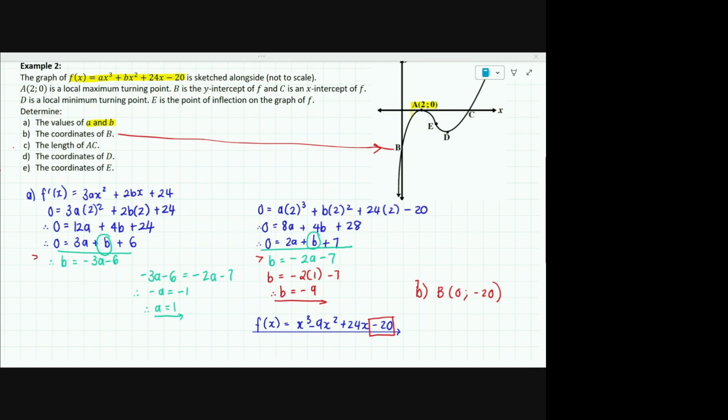So always just look carefully at your graph, make sure you know what point is which, because that required absolutely no working out on our part. We had to do absolutely nothing. And we got our answer.